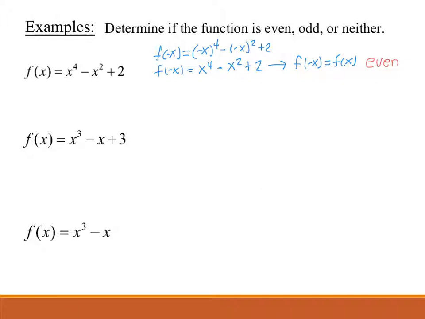Now I would like you to try the next one. f of x is equal to x cubed minus x plus 3. Pause the video and try it.